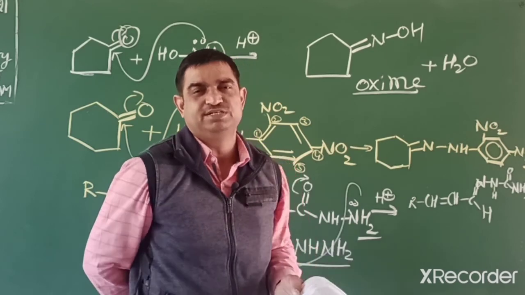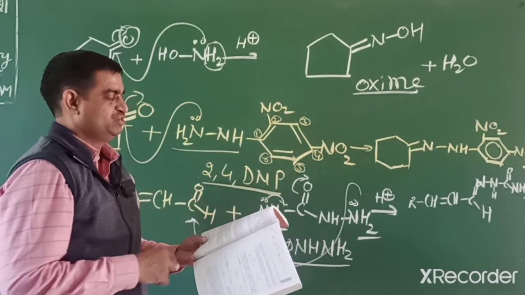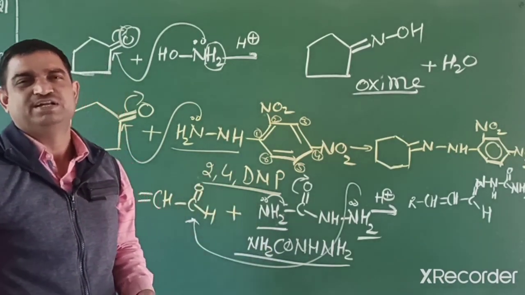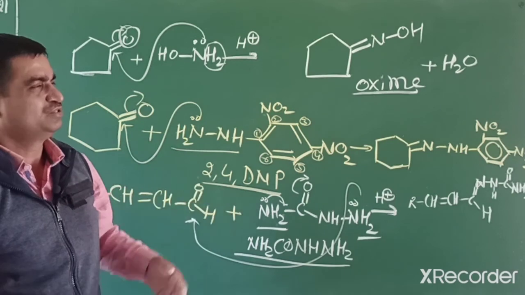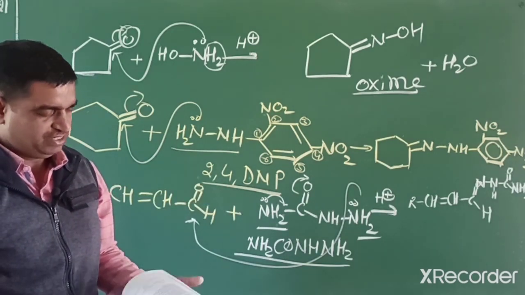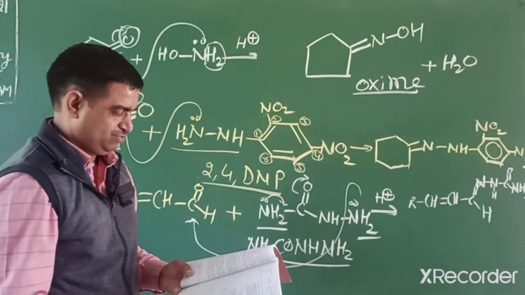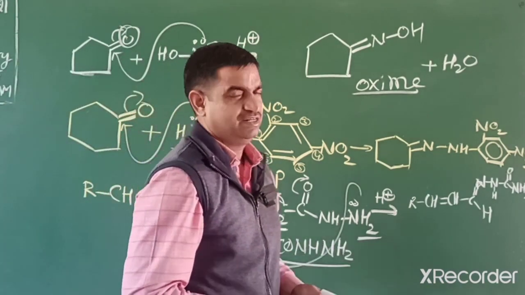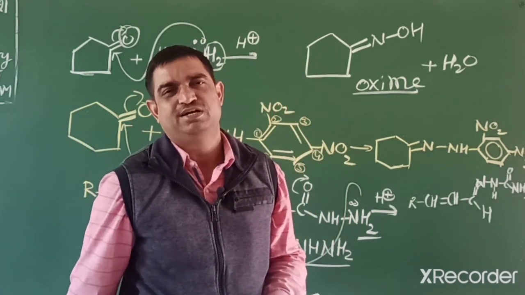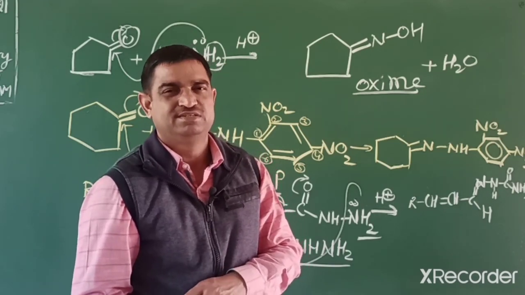Solve the problem given at page number 362: an organic compound reacts with 2,4-DNP and then further does not react with Tollens and Fehling's reagent. Such type of questions also come in the exam. So you can solve them easily, given as solved questions in your NCERT book. So students, in this way our aldehyde and ketone chapter is finished, and many more conversions are also given. We will solve those after that.